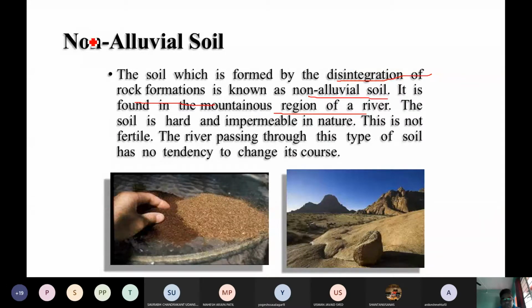The soil is hard. The nature of this non-alluvial soil is hard and impermeable, and it is not a fertile soil. A river passing through this type of soil has no tendency to change its course. So the river meandering problem does not occur in this soil, that is in non-alluvial soil. See the photograph of this non-alluvial soil. This is a mountainous area where you observe non-alluvial soil.